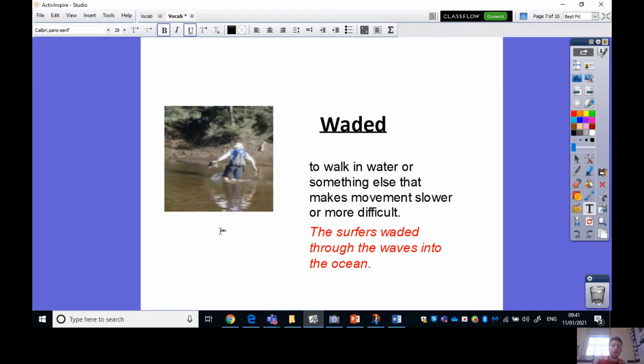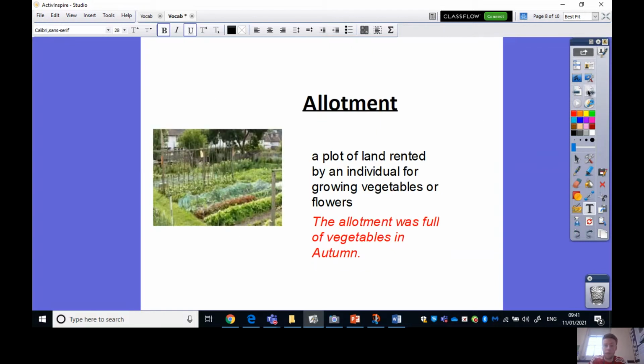They have to walk slowly and with difficulty through the ocean to make it to the waves, just like the man here in the picture is, or if you're wading through high grass. You wouldn't be wading through the streets of London because you just walk, or have a synonym for walk. Wade wouldn't really make sense in that context.